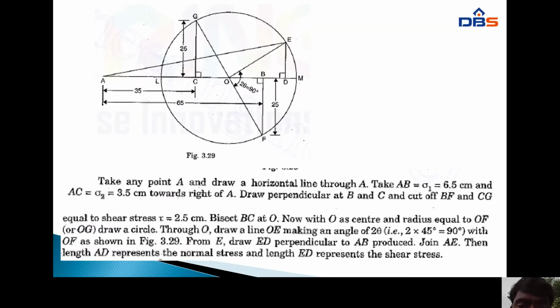Next, this is the Mohr circle method. First of all, we draw a horizontal line. Next, the major principal stress is 65, that means 6.5 centimeters. You can mark a point B. Next, the minimum principal stress is 3.5 centimeters, so you can mark a point C. Next, the shear stresses act on the upward side and bottom side, 25 upward and 25 bottom.